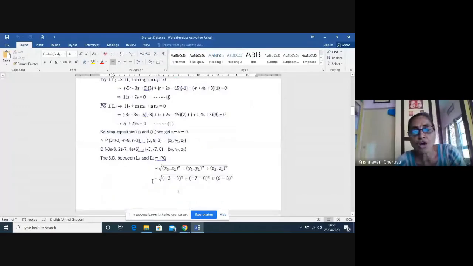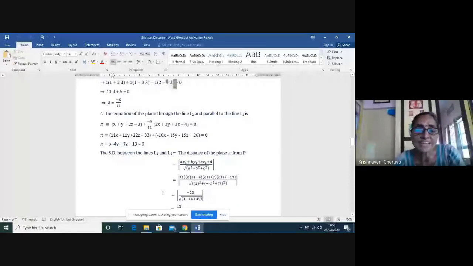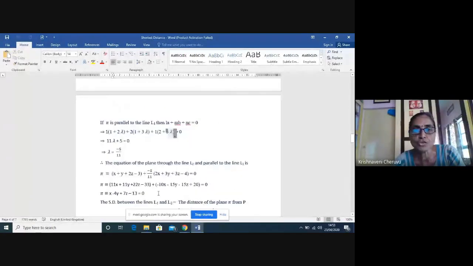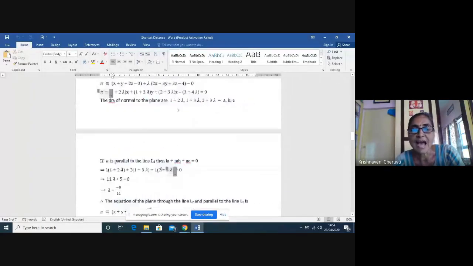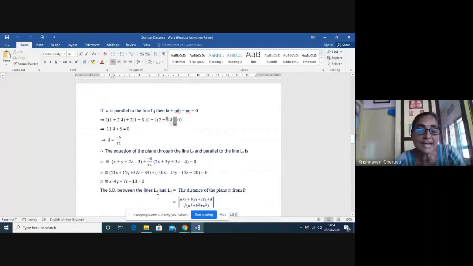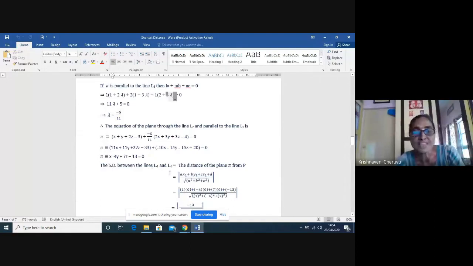So we are now finding the distance between two lines where one line is in symmetric form, the other line is in unsymmetric form. So what I did here is I took a point on the first line and I found a plane containing the second line, parallel to the first line, so that the shortest distance between the lines is the distance of the point P, which is on the line L1, to the plane pi, and this plane is containing L2.